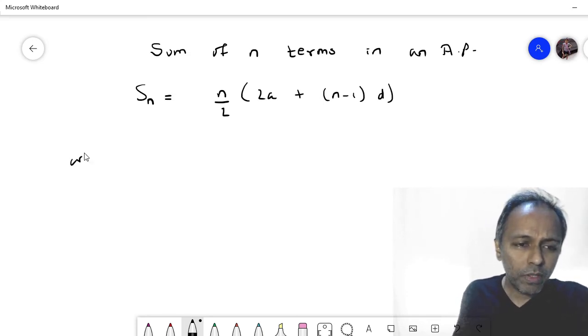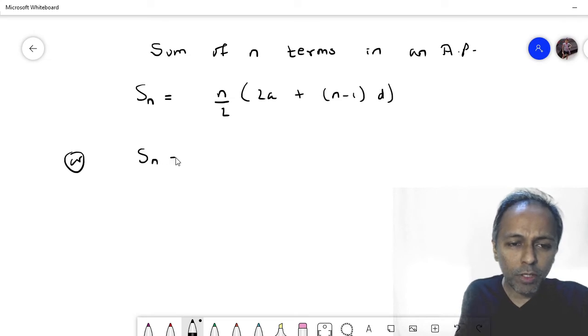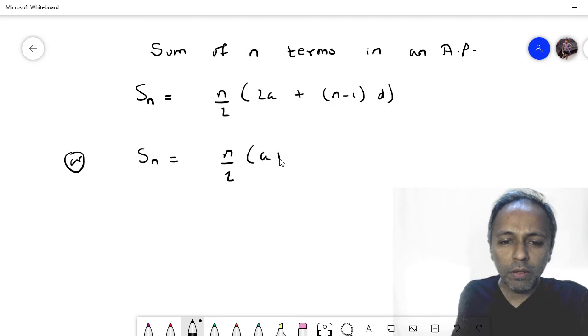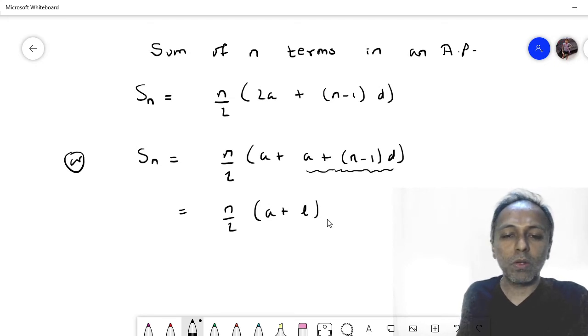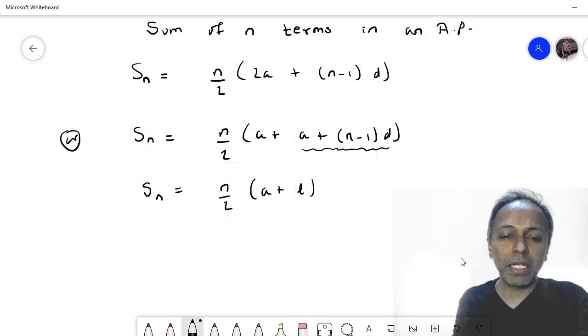Let us now also try to write Sn in one more way. n upon 2, we can write this as a plus n minus 1 into d. We can break 2a like this. So it becomes n upon 2 bracket a plus l. As you know, this is the nth term. We can also write it as last term l. So this becomes your Sn formula, n upon 2 bracket first term plus last term.